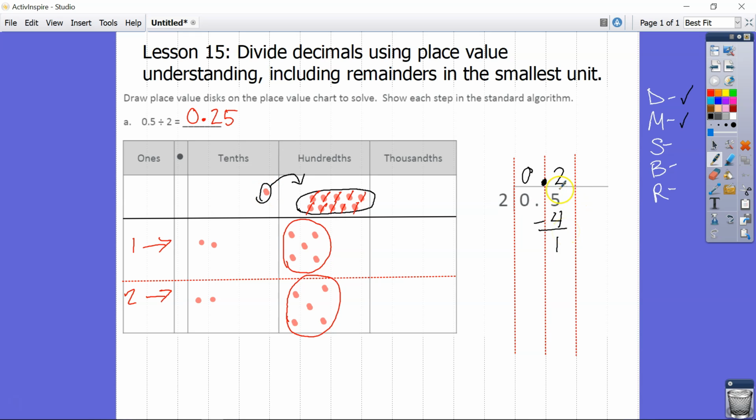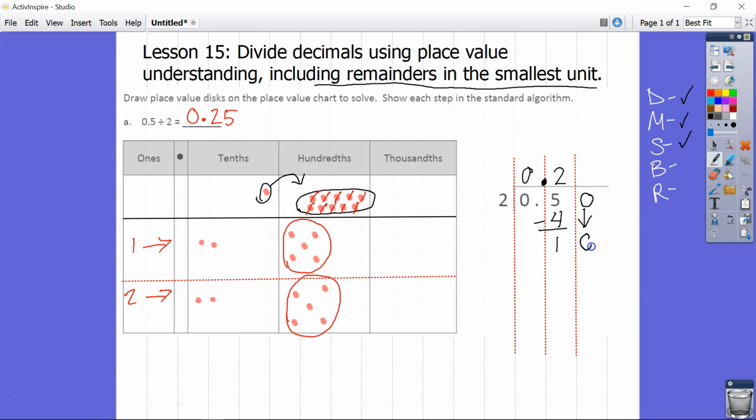Now, what do I need to do? I can't stop here and say, well, okay, guys, that's it. We're finished. No, what I do is I add a 0. Remember, we're including remainders to our smallest unit. Our smallest unit was tenths, and we had a remainder. Now we had 1/10, but what did I have to do to that 1/10? We did our subtraction. Now it's time to bring it down.